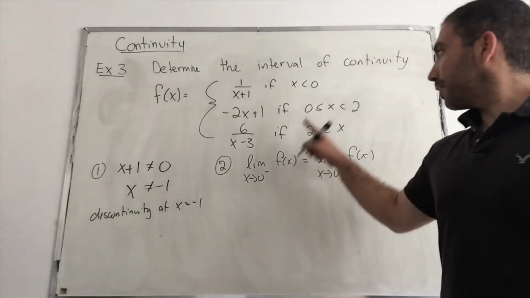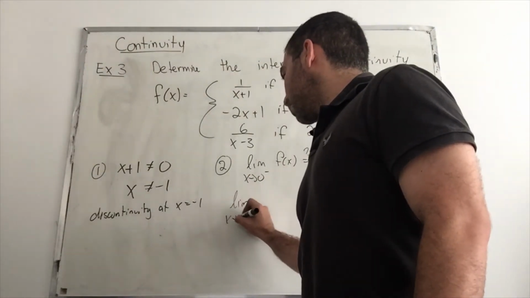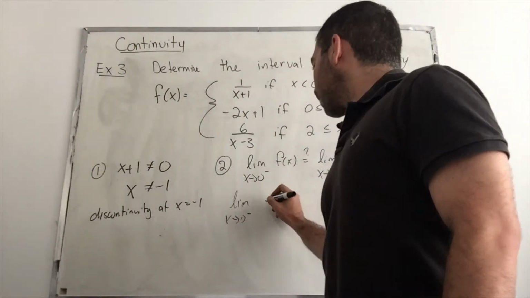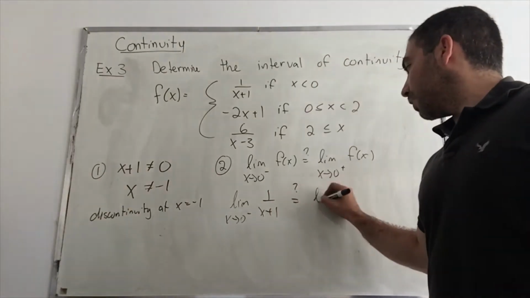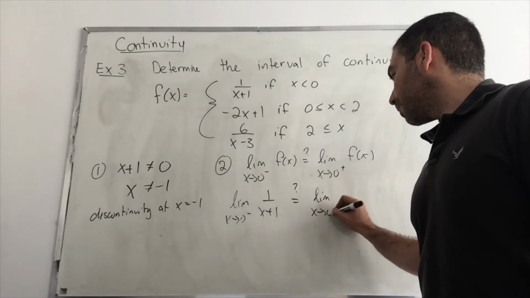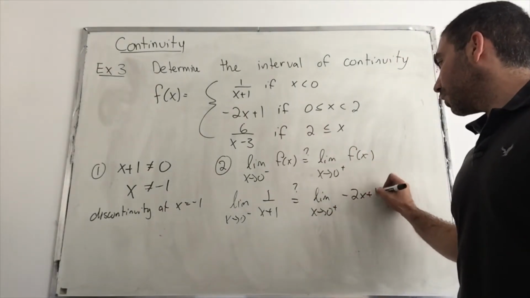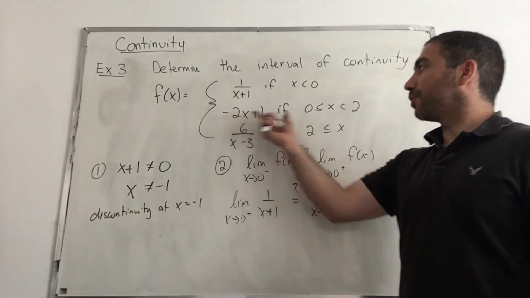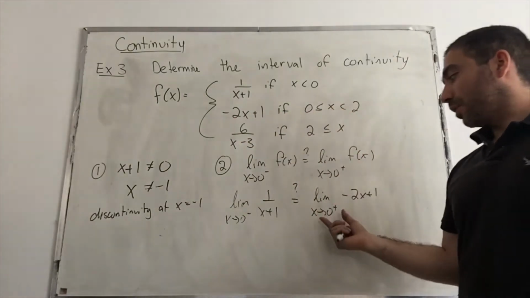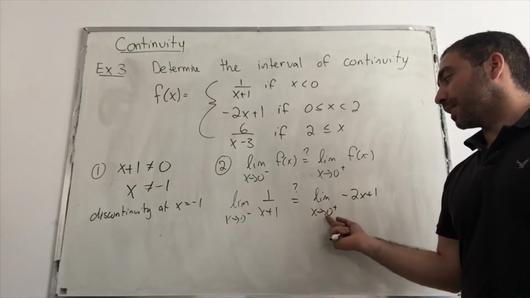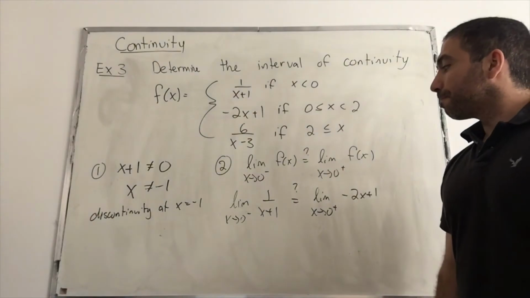So from the left of 0, we're using the first function, so we're taking the limit as x approaches 0 from the left of 1 over x plus 1, and is that equal to the limit as x approaches 0 from the right, which means we're using this function here, negative 2x plus 1. Because remember, this linear function is on the interval for x values that are greater or equal to 0. So if we're taking the limit as x approaches 0 from the right side, that's greater or equal to 0, so we have to use this function here.